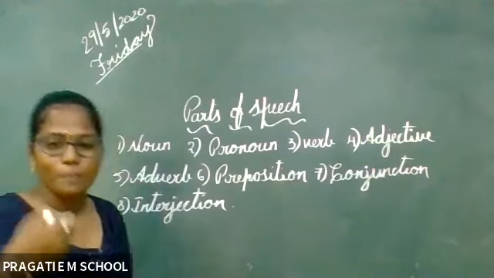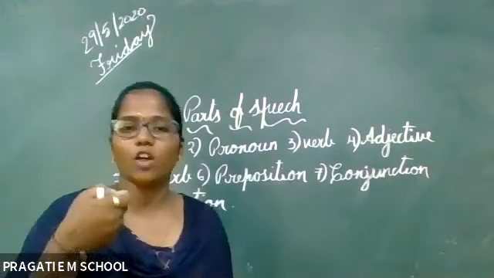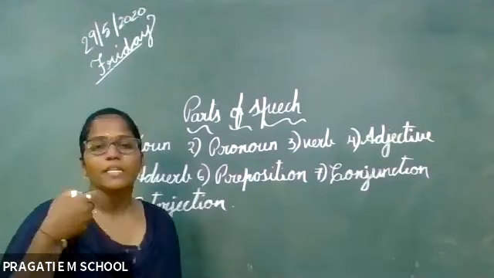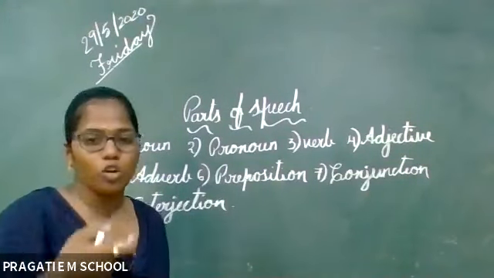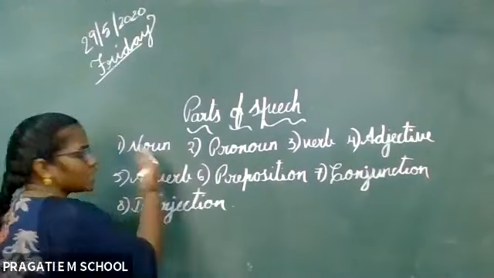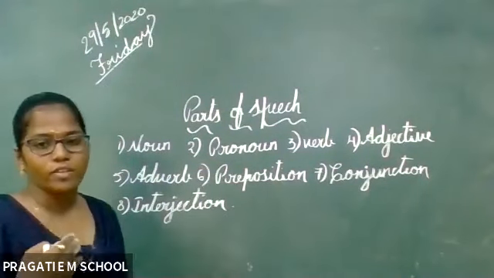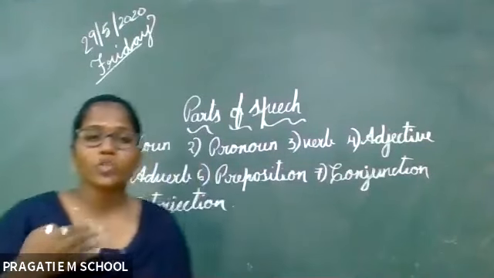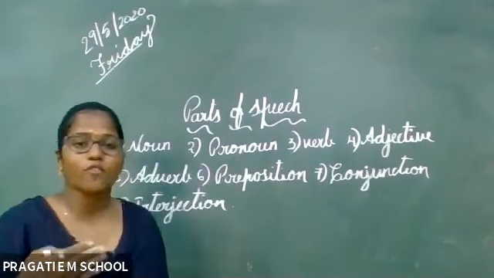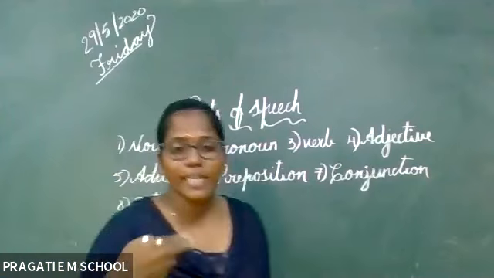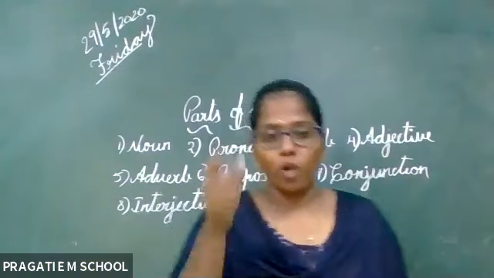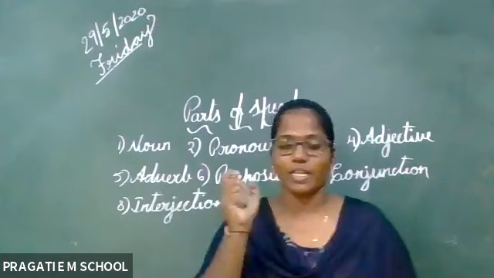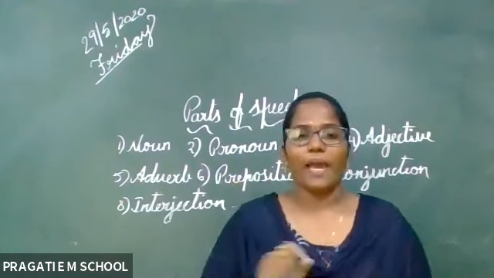The name of a person, place, animal or thing. Particularly the names of person, place, animal or thing will come under noun. And what is pronoun? It is used instead of a noun, to avoid the repetition of the names in a sentence or in a paragraph.